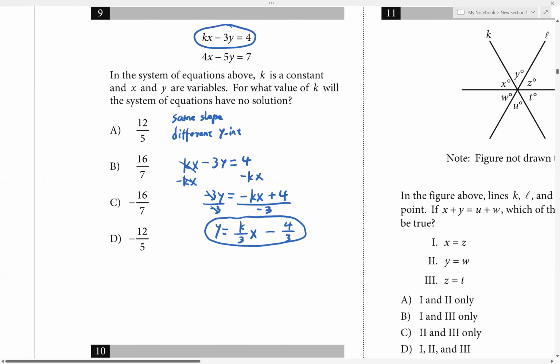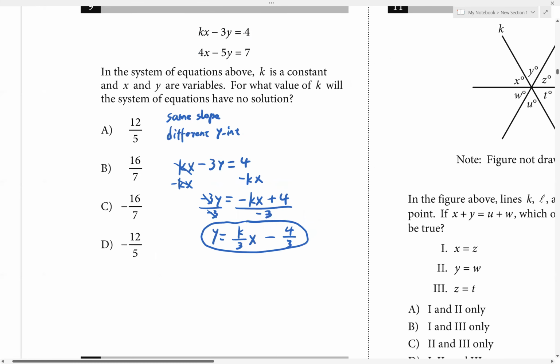All right, now let's work on the second equation. The second equation is 4x minus 5y equal to 7. Similar stuff: do a minus 4x on both sides. We get negative 5y equal to negative 4x plus 7. And then to get y by itself, we divide by negative 5 on both sides.